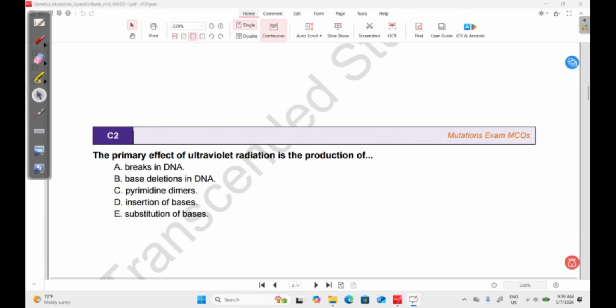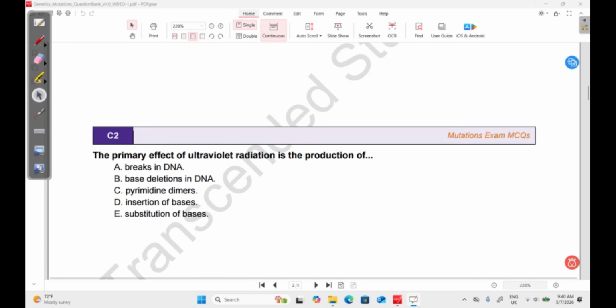So the primary effect of ultraviolet radiation is the production of dash: A, breaks in DNA; B, base deletions in DNA; C, pyrimidine dimers; D, insertion of bases; E, substitution of bases. Okay, I'll give you a second to answer that.